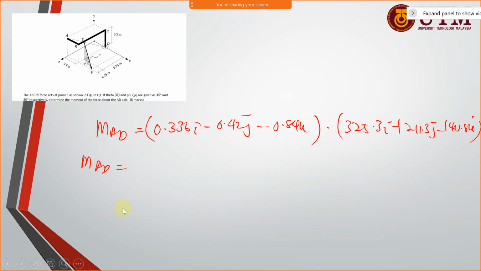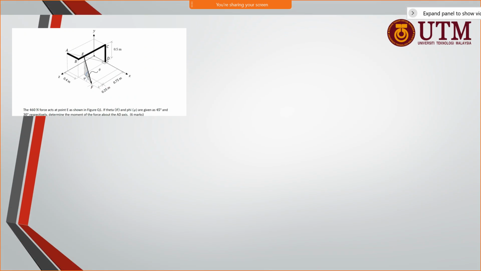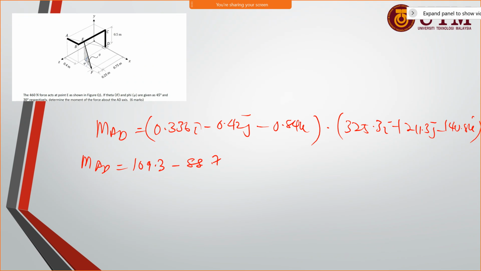I darab dengan I, J darab J, K darab K. 0.336 darab 325.3, 109.3. 109.3 tolak 0.42 darab 211.3, 88.7 and then tolak tambah 0.84 darab 140.8, tolak 140.8, 118.3. So MAD must be 109.3 tolak 88.7 tambah 118.3. So the answer is 138.9 Newton meter. So this is our final answer.